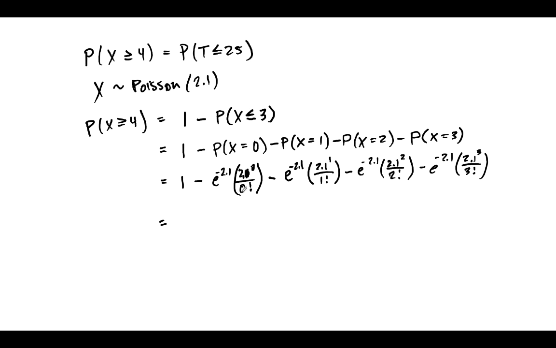Note that each of these little expressions is just the Poisson formula, for example when x equals 0 and lambda equals 2.1. Same thing here. Each of these is just plugging into the formula. That's kind of tedious, and I know you could get out your calculator now and work this out.